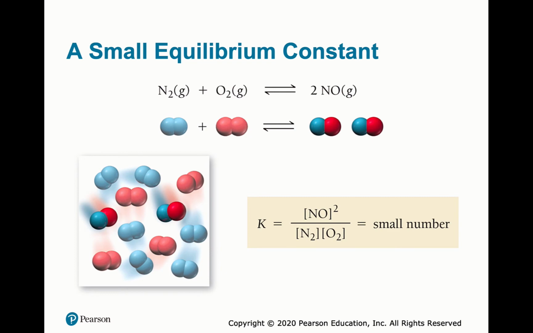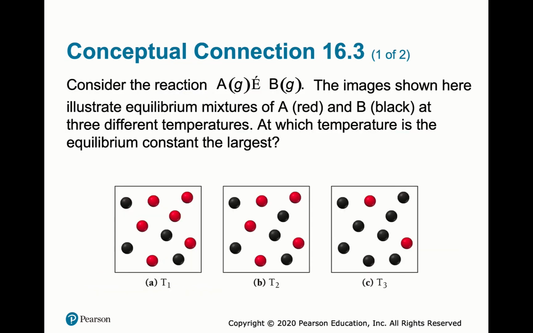Here you have nitrogen plus oxygen reacting to form 2 nitrogen monoxides. This is a very small number. Nitrogen and oxygen tend to be in the air, and there's very little nitrogen monoxide in the air right now. So this reaction doesn't proceed very far. We'll find out soon that acid and base dissociations for weak acids and weak bases tend to be very small, so this is going to be important for future chapters.